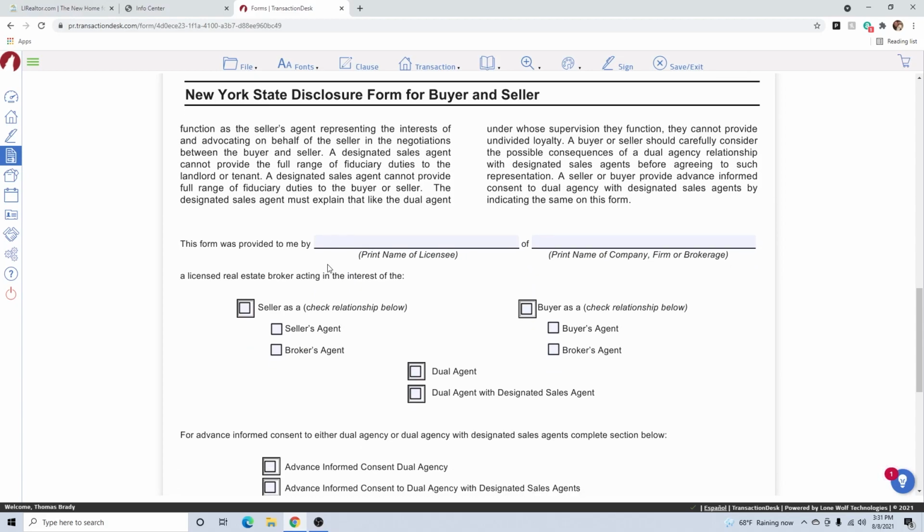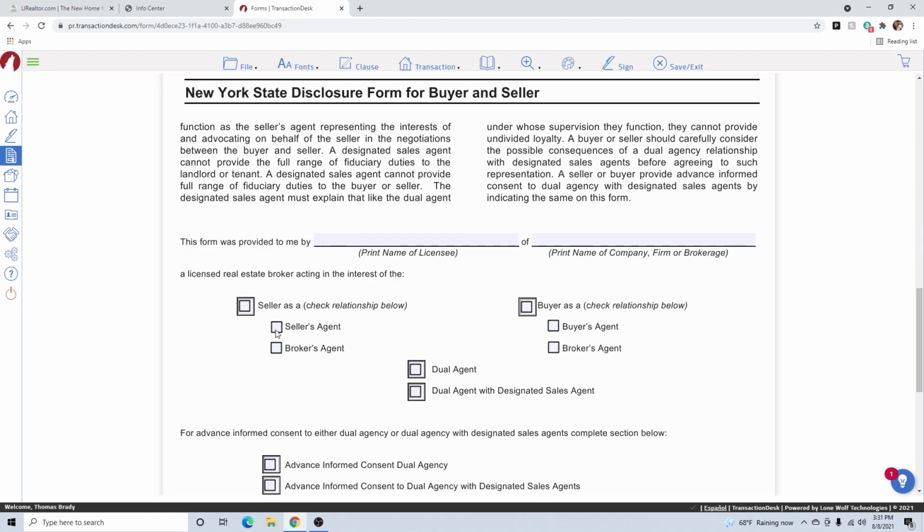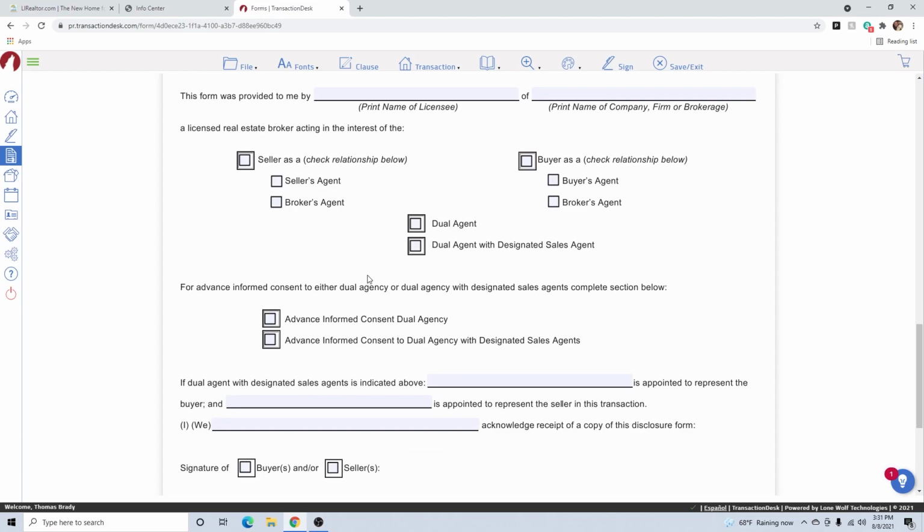So if you have a listing, you print your name, print the name of the company, check off seller, seller's agent. Now if you're taking the listing, you can get advance consent for dual agency. Advance consent for dual agency would be that you're acting for a buyer client and a seller client, so you'd have to definitely inform both of them about that.